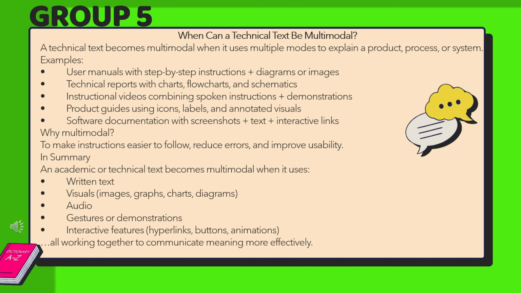In summary, an academic or technical text becomes multimodal when it uses written text, visuals, images, graphs, charts, diagrams, audio, gestures or demonstrations, interactive features, hyperlinks, buttons, animations, all working together to communicate meaning more effectively.